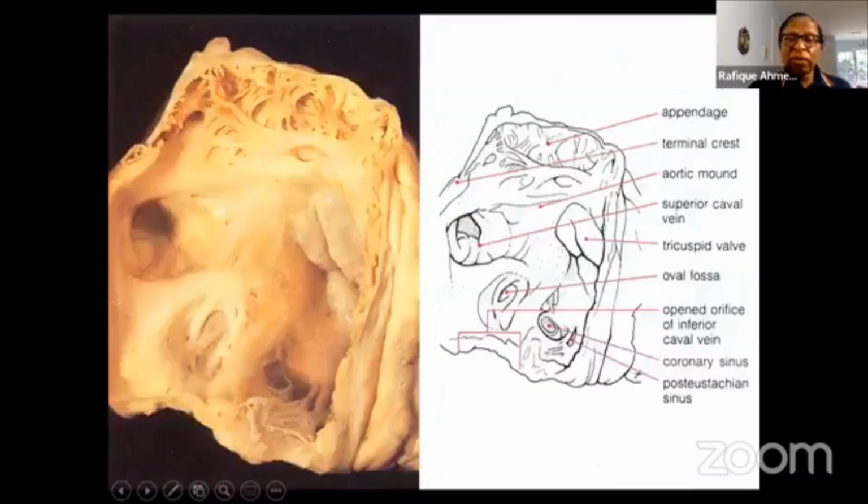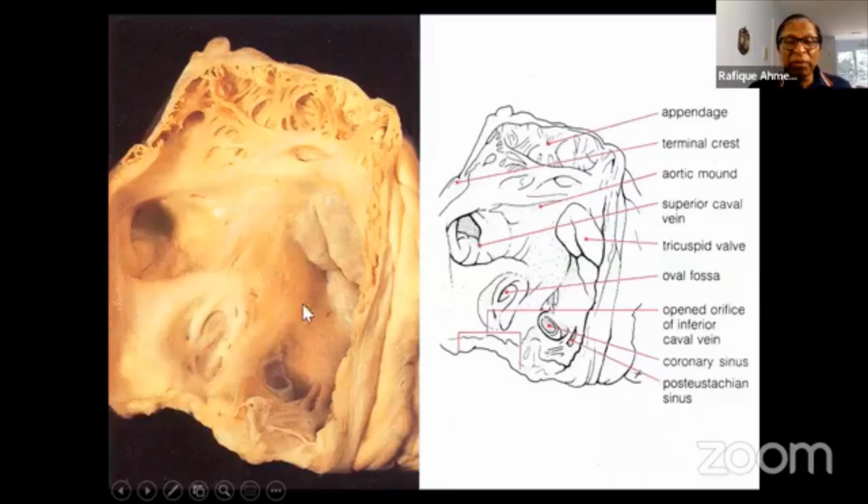The AV node. This is the right atrium, and it's a little difficult to understand, but this is where the inferior vena cava is. This is the coronary sinus. This is the tricuspid valve. This is the superior vena cava. This is the right atrial appendage, and this is the fossa ovalis. And the AV node is somewhere here.